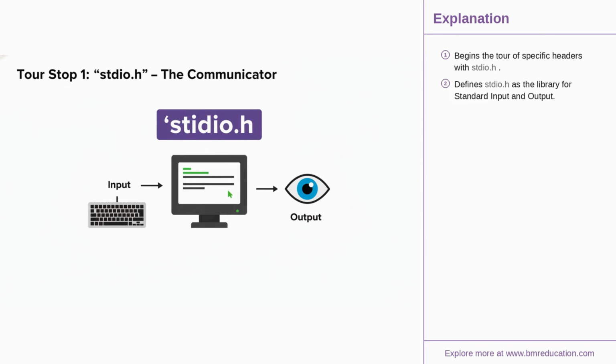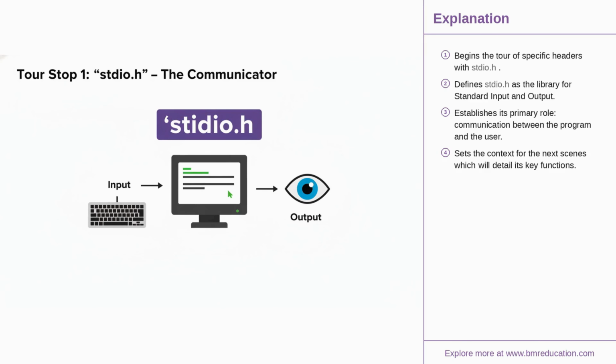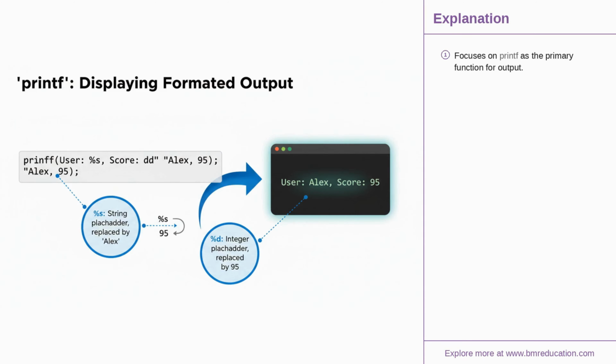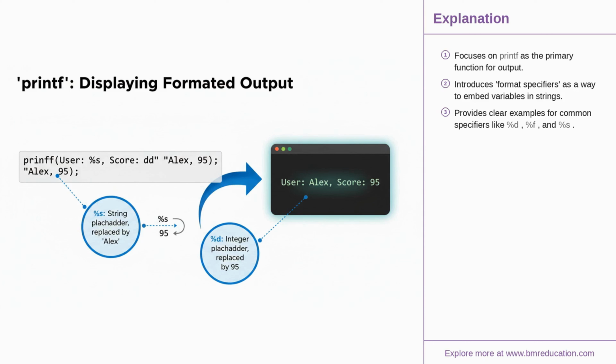With the mechanics covered, let's begin our tour of the most essential headers, starting with the one you'll use in nearly every C program, stdio.h. This stands for Standard Input and Output, and it's your primary tool for communicating with the user. Its main job is to handle input from the keyboard and output to the screen. The star of stdio.h is printf. It prints formatted text to the console.